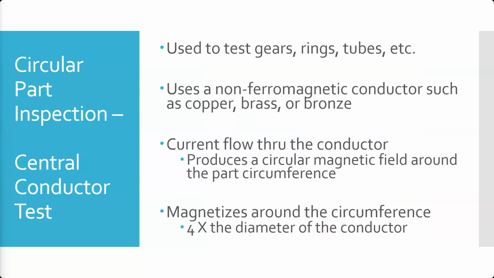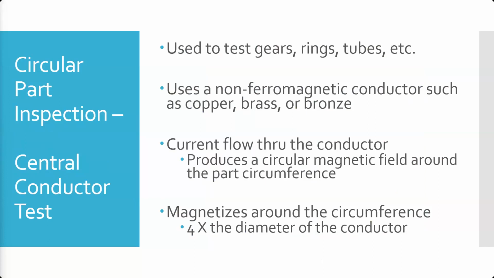Your conductors are copper, brass, or bronze, and most of them are going to be bronze. Copper and brass you can use, but since they're fairly soft materials, especially when you start running a lot of current through them, they heat up and they tend to bend. If they're clamped under pressure and then you heat them up, they'll start to sag or bend in the middle, whereas bronze is less apt to do that. So we usually see bronze rods, that's what we have down there. And that current flow produces that circular magnetic field. It magnetizes an area roughly 4 times the diameter of the conductor in the outer circumference of the part.